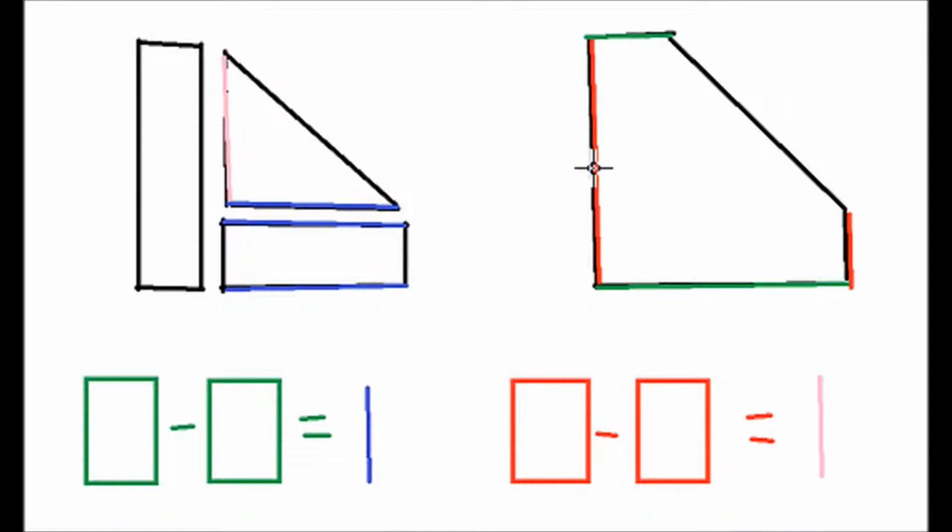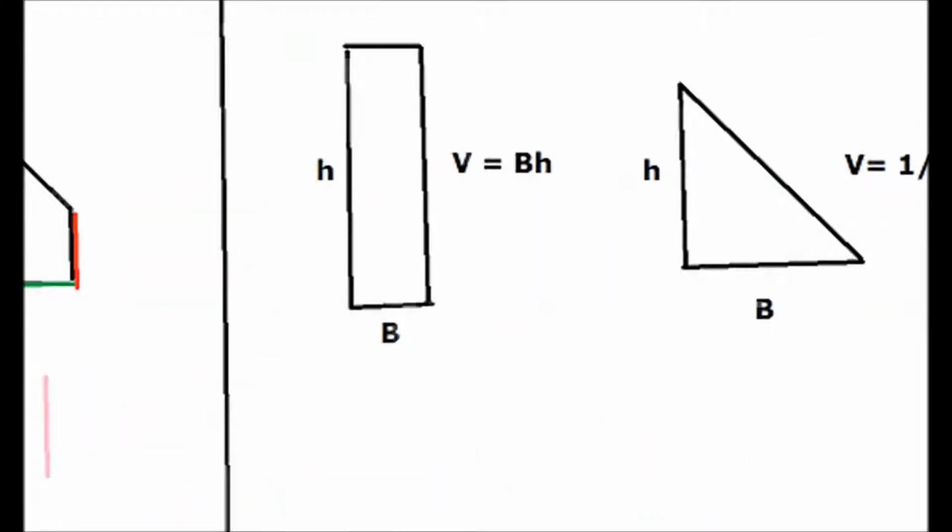Now to get this side of the triangle, you do not have it. So what you're going to need to do is subtract this red side by this red side to get this pink side. Now you have all the sides of the triangle. Now there's only one side you do not have, which is this side. That side is not needed because that is not necessary to find the area of the triangle.